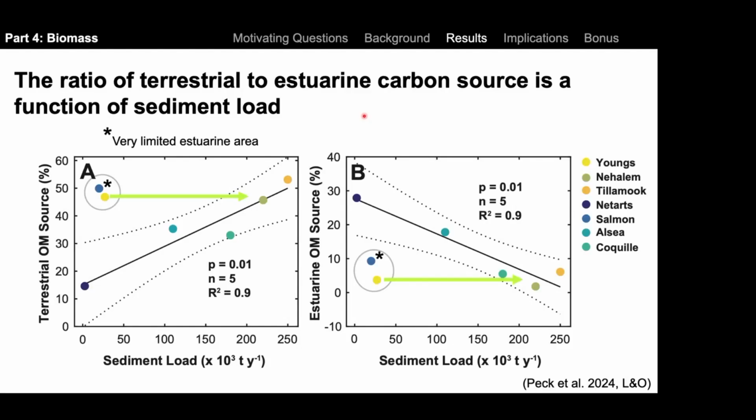Once again, Young's Bay, we don't really know the sediment load, but it would fall further to the right if we did. Sandon is kind of a weird outlier, but it's very much a drowned river mouth. There's no bay. So even though it's a small river, there's really no opportunity for a macroalgae type of source.